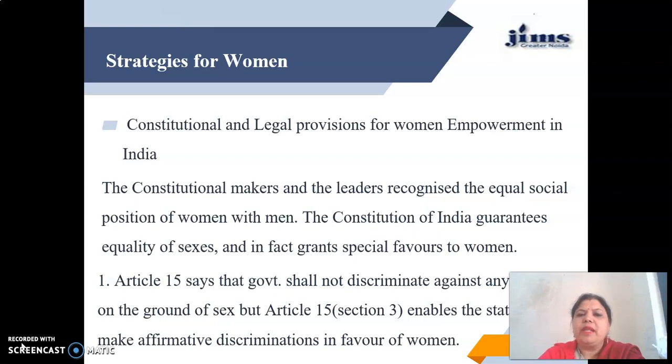Constitution and legal provisions for women empowerment in India are broadly defined in our Constitution. The constitutional makers and the leaders recognized the equal social position of women with men. The Constitution of India guarantees equality of sexes and in fact grants special favors to women. Article 15 says that government shall not discriminate against any citizen on the ground of sex, but Article 15 Section 3 enables the state to make affirmative discrimination in favor of women as women need it more.